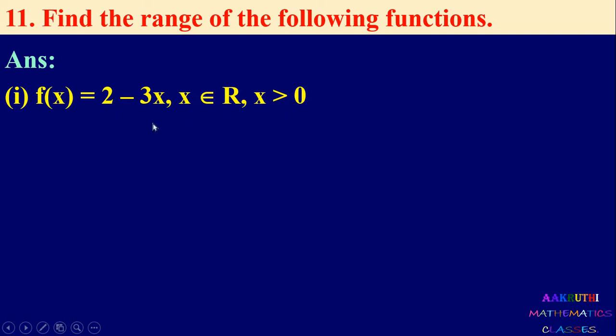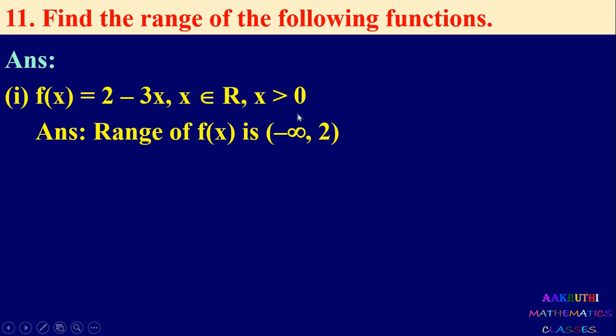So when we substitute x equal to 1, we get f of x is 2 minus 3, that is minus 1. If we substitute x equal to 2, we get f of x is 2 minus 3 into 2, it is 2 minus 6, it is minus 4. So we get negative values. So here when we substitute x values more than 0, we get all negative values. Therefore, range of this function is all the numbers less than 2.